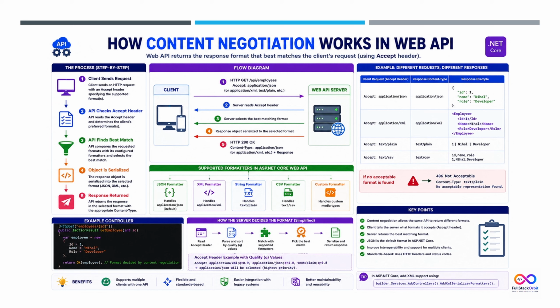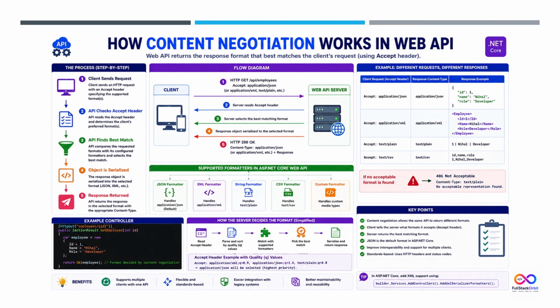In step 3, API finds the best matching formatter. The API checks the available formatters configured in the application. These formatters are responsible for converting objects into the different formats. For example, if JSON formatter is available, the API selects it. If XML formatter is available and requested, the API selects the XML formatter. If multiple formatters are supported, the API chooses the best matching one.